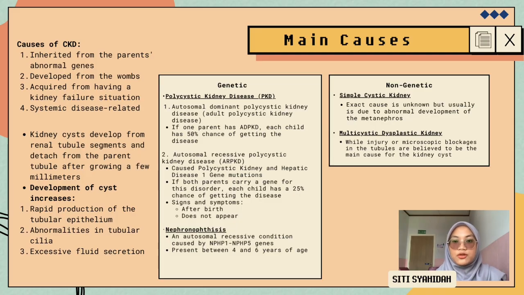Moving on to the main causes of the disease. Cystic kidney diseases come from many causes which are inherited from the parents' abnormal genes, developed from the womb, acquired from having a kidney failure situation, and systemic disease related.